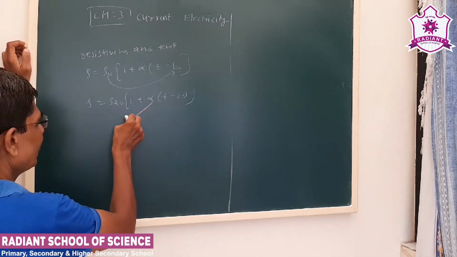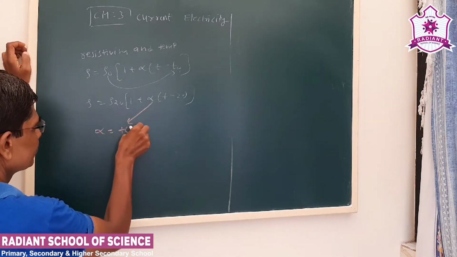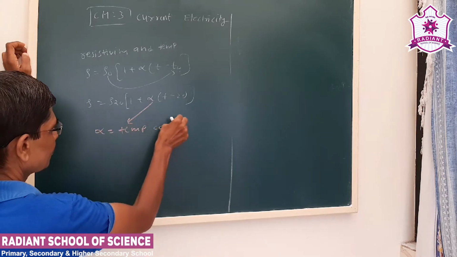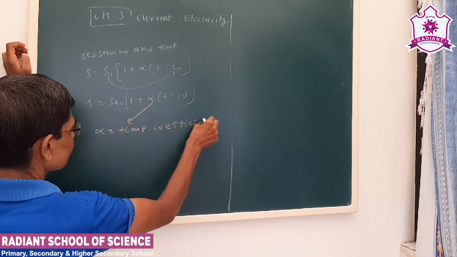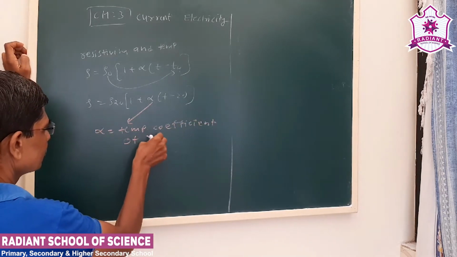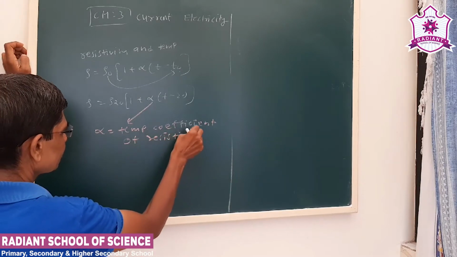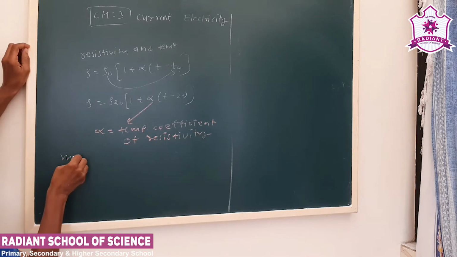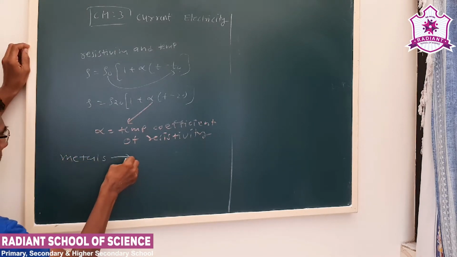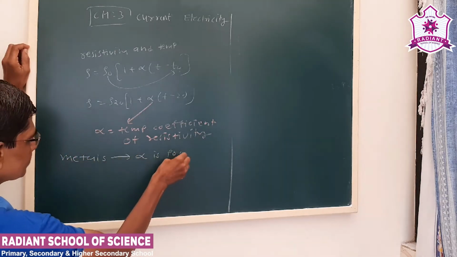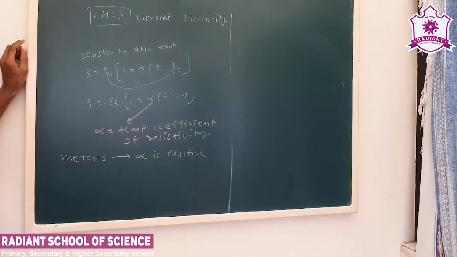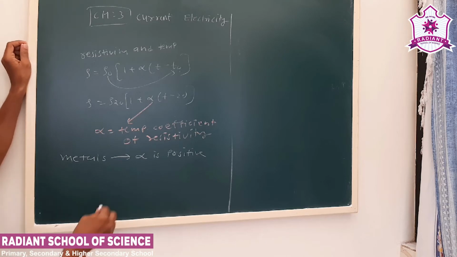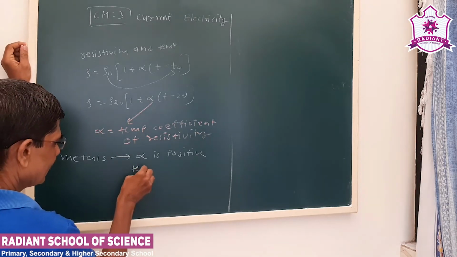Now this alpha is called the temperature coefficient of resistivity. Now see, for metals alpha is positive. So with the increase in temperature, resistivity will increase, as temperature increases.